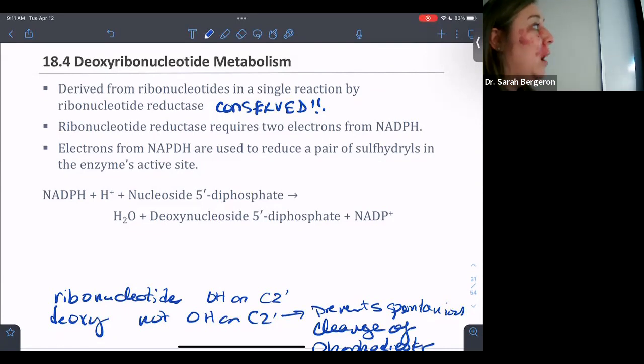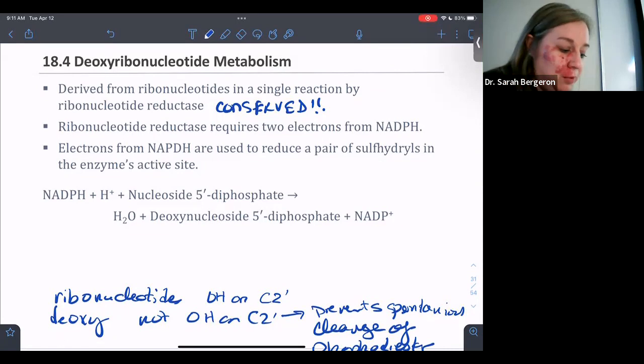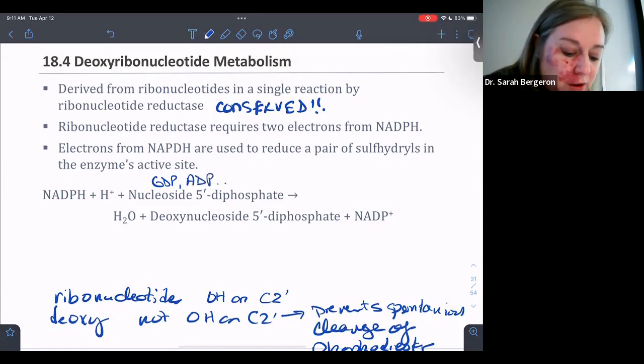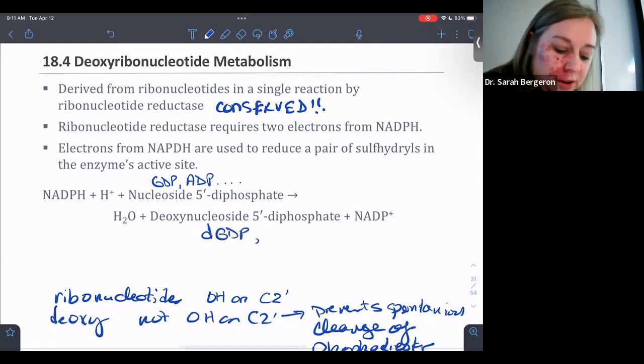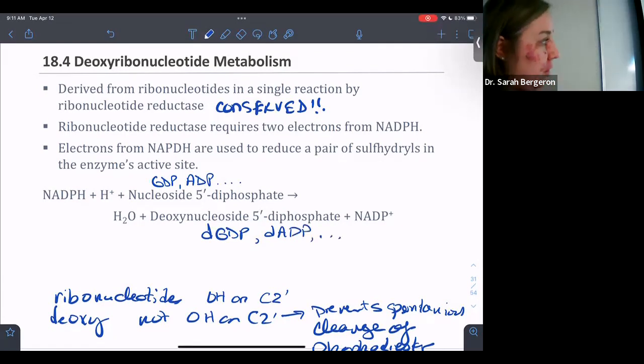So you start out with whatever nucleoside 5' diphosphate. Give me an example of what that could be. GDP, could be ADP, right? Could be all of those. And what are you going to turn into? A deoxy. So you turn into dGDP, dADP, right?